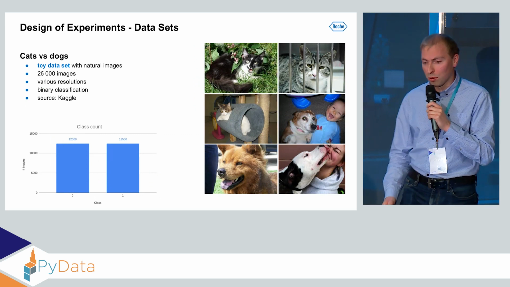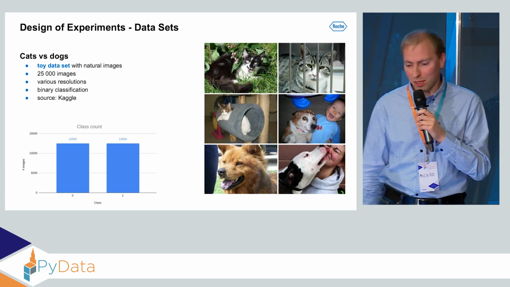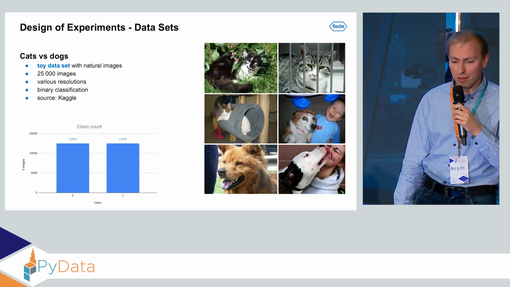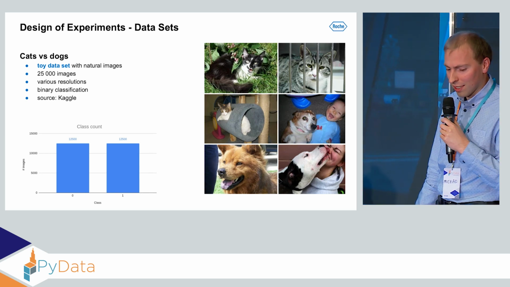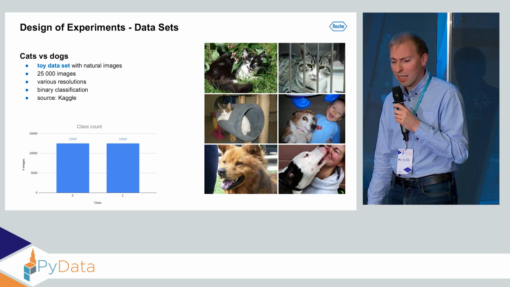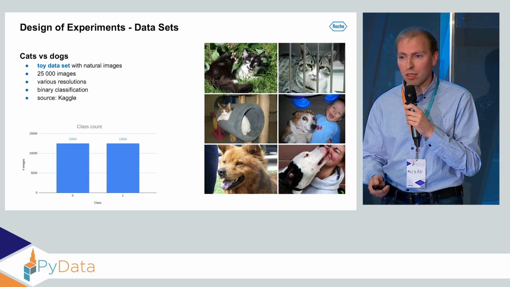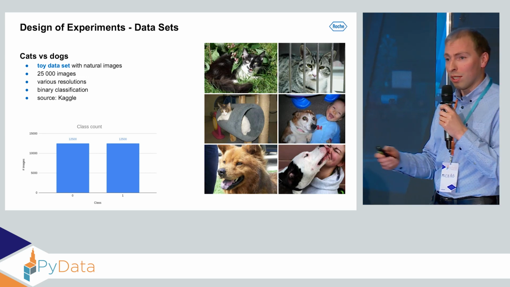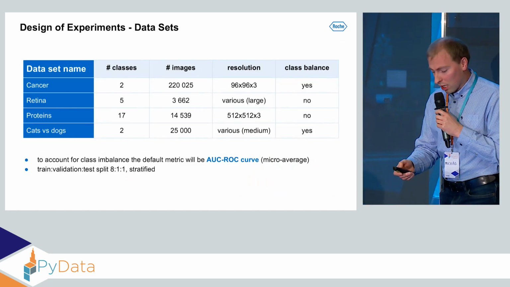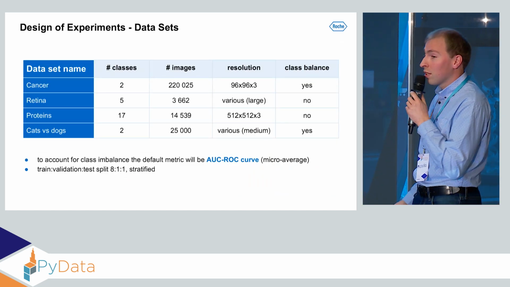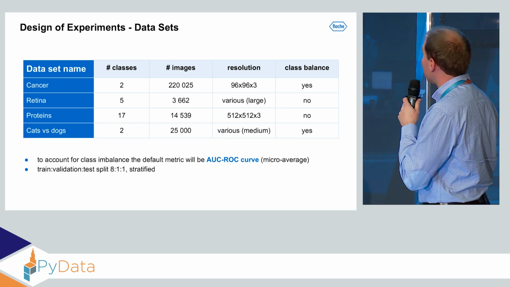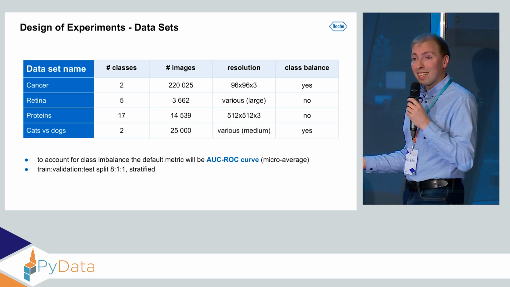Additionally, for a sanity check, we also wanted to have one dataset with natural images, and we went for the very famous cats versus dogs dataset. This is, of course, a toy dataset in our case. However, we wanted to have one with natural images just to see how things would work if we played with natural images. So in total, 4 datasets with different numbers of classes, images, and resolutions. And some of the datasets are more balanced than the others.